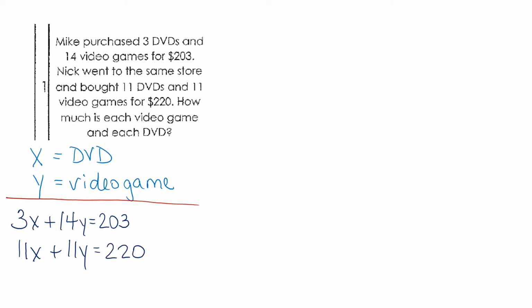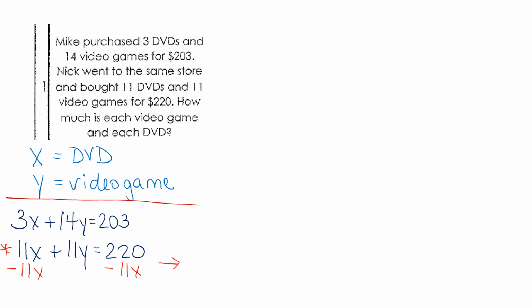Now, in order to figure out what one of the variables equals, we have to isolate one of those variables so that we can use the substitution method. So I'm going to focus on the bottom equation since it has the 11s in it. I thought it would be the easiest one to isolate a variable on. So we're going to isolate the Y. I'm going to subtract 11X on both sides.